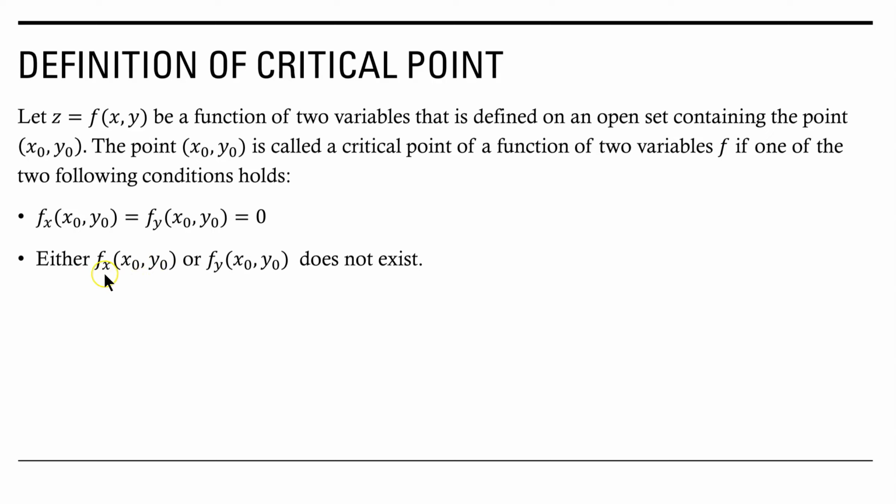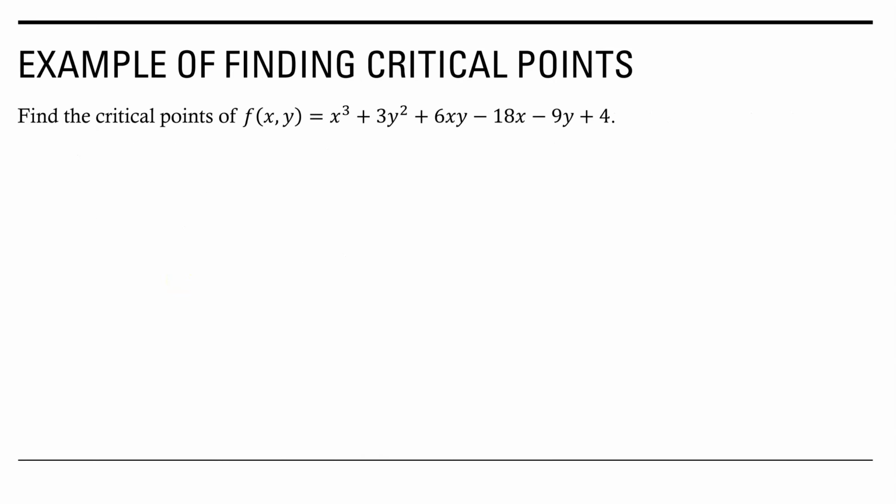Alternatively, we could have the first partial derivative with respect to x at the point not exist, or we could have the partial derivative with respect to y at that point not exist. So these are very similar to what we did back in single variable calculus. Let's look at a simple example of finding critical points. We have a function here, f of x and y, equal to x cubed plus 3y squared plus 6xy minus 18x minus 9y plus 4.